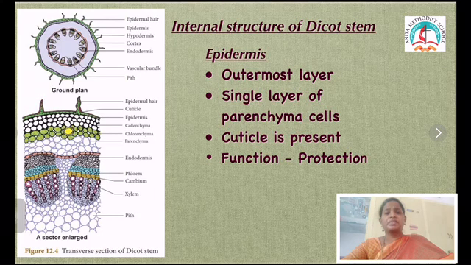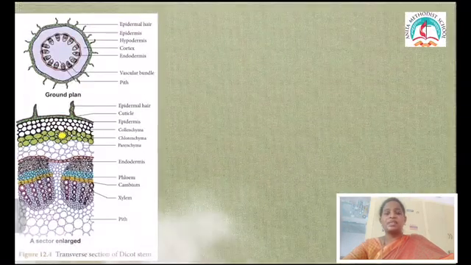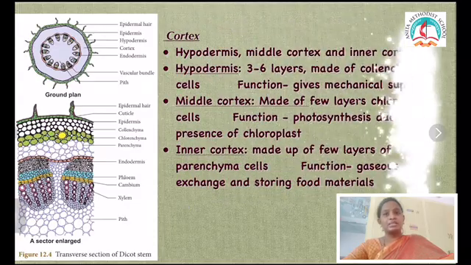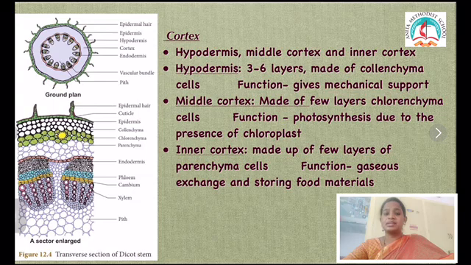The next structure is cortex. Cortex is divided into three divisions, and they are hypodermis, middle cortex and inner cortex. The first division is hypodermis. Hypodermis consists of 3 to 6 layers made up of collenchyma cells. The function of hypodermis is that it gives mechanical support to the plant.